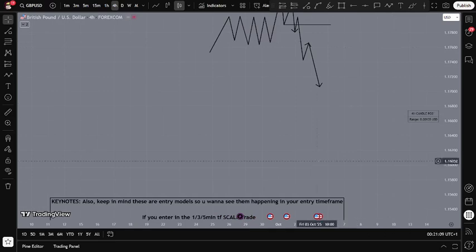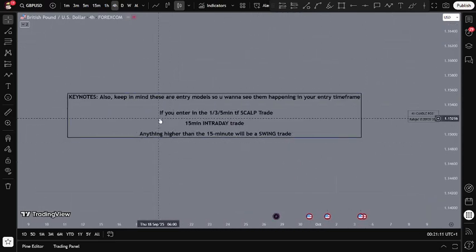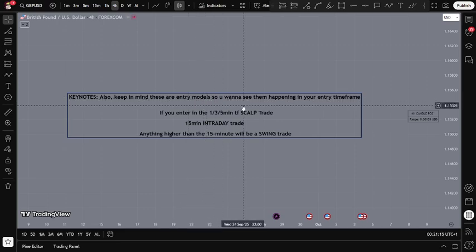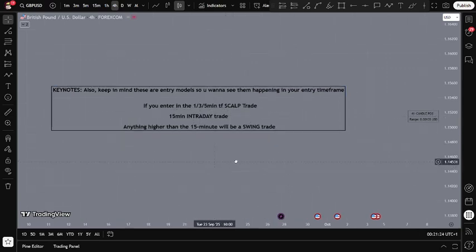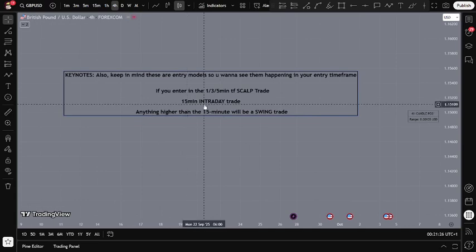Key notes. Also keep in mind these entry models, you wanna see them happening only in your entry time frame. So basically, if you enter in the 1 minute, 3 minutes, or 5 minutes, it's gonna be a scalp trade. But if you enter on the 15 minutes, it's gonna be an intraday trade. Anything higher than the 15 minutes will be a swing trade.